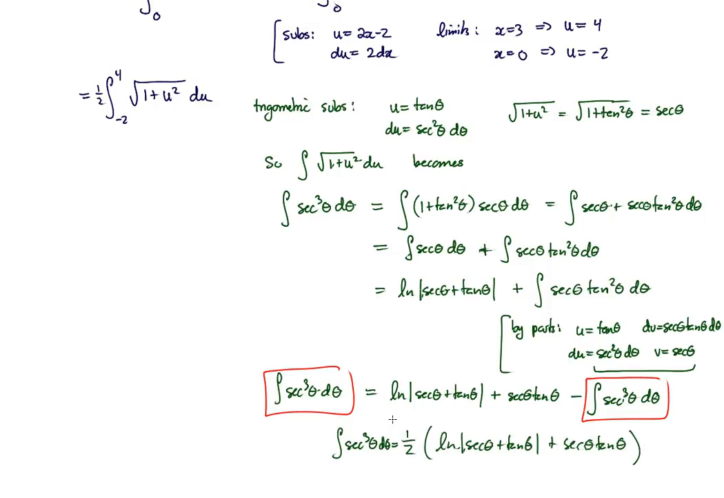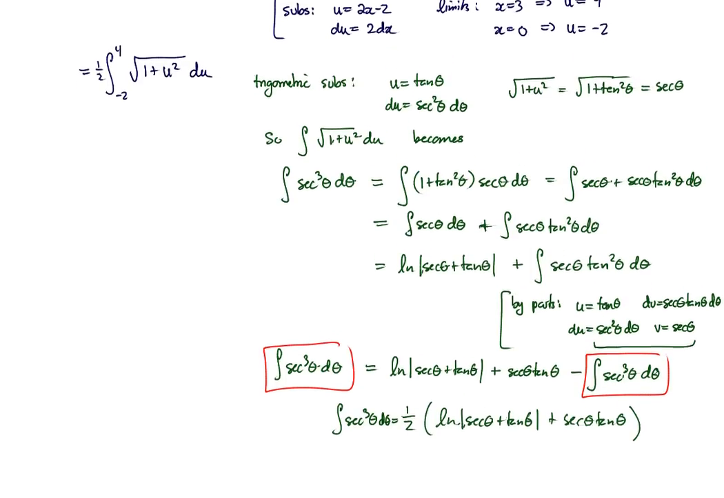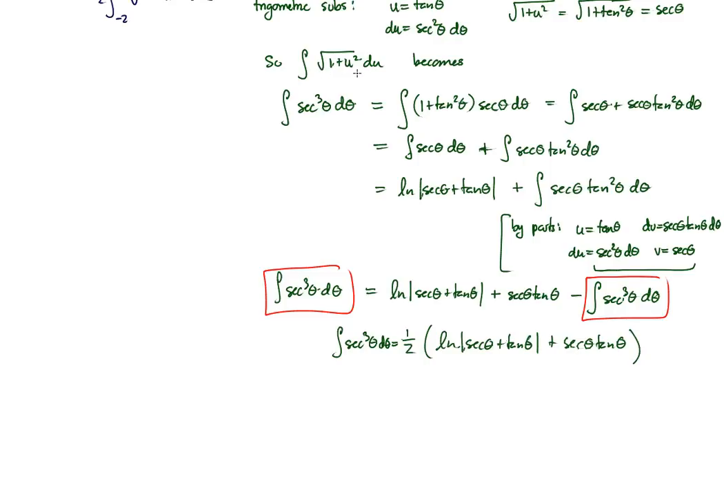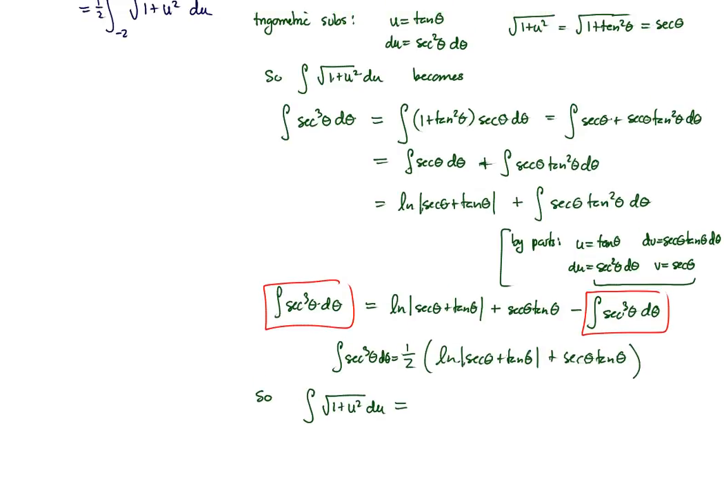So we managed to find the integral of secant cubed theta d theta. Now the one we originally wanted to find was the integral of the square root of 1 plus u squared. So the integral of the square root of 1 plus u squared du is obtained by taking our integral for secant cubed theta d theta and rewriting it back in terms of u. So if we're going to rewrite it back in terms of u, we better know the relationship between u and theta. So our original substitution, u equals tan theta, so we have a little right triangle here.